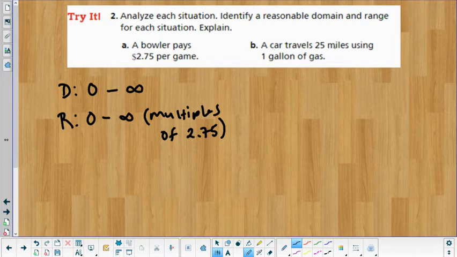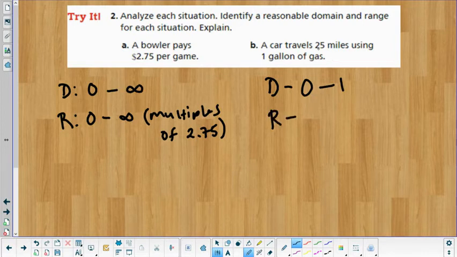Okay, so a car travels 25 miles using 1 gallon of gas. So that's per gallon. So our domain is our number of gallons. It says the car travels 25 miles using 1 gallon of gas. So you can have 0 gallons of gas you're using up to 1 gallon.